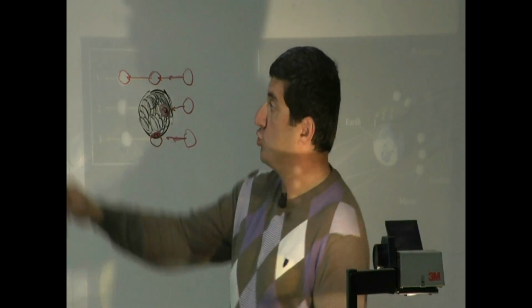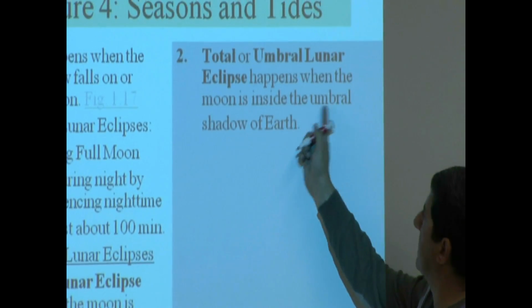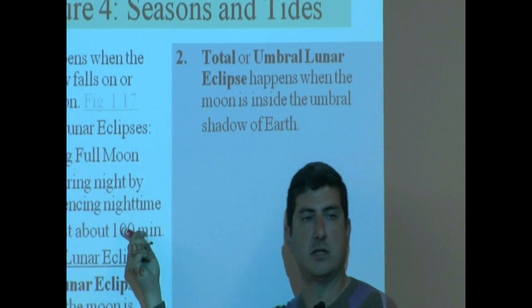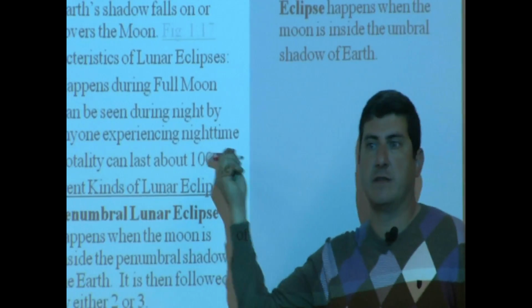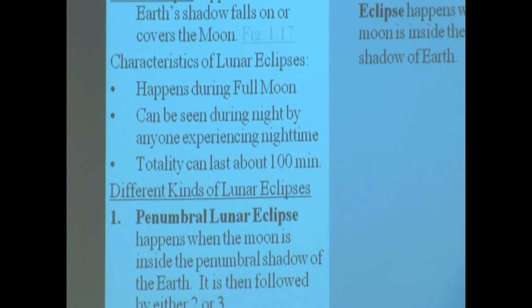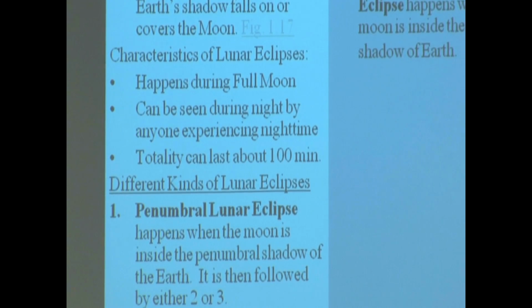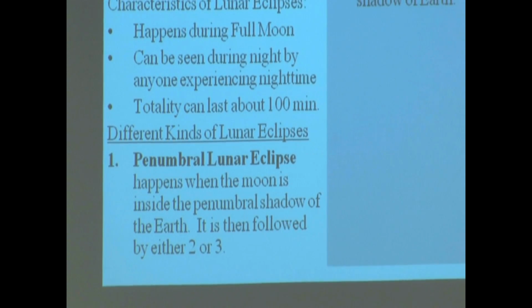So, number 2, a total or umbral lunar eclipse happens when the moon is inside the umbral shadow of the Earth. Umbral shadow of the Earth, right here. From here to here can last how many minutes? 100. That means totality. Totality is when the moon has entered the umbra, goes through and starts coming out of the umbra. That's right there, 100 minutes.